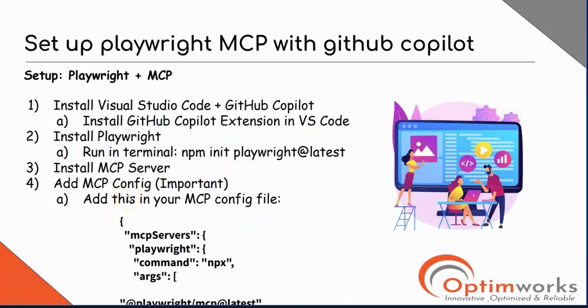The setup is very easy. First, we need to install VS Code and GitHub Copilot. We can directly find GitHub Copilot in the VS Code extensions, and we need to install Playwright. We can run the command in the terminal, and we need to install the MCP server. We can find this MCP server on the official website, and we can just clone the code and use it in the code.